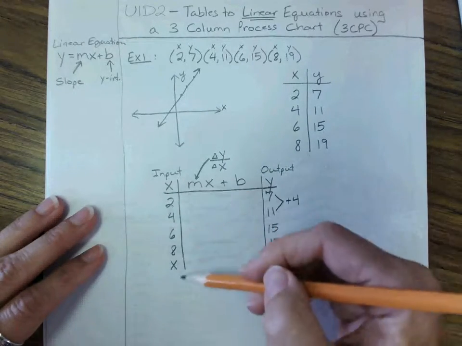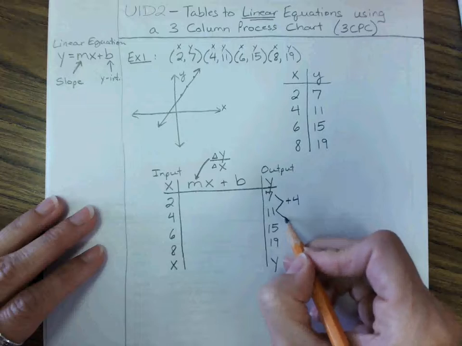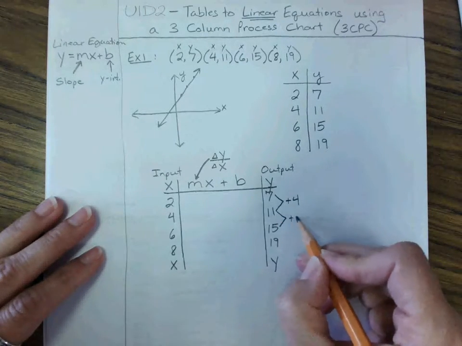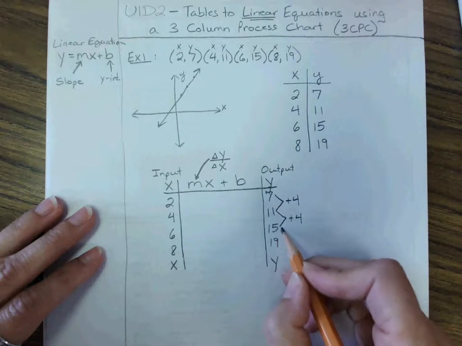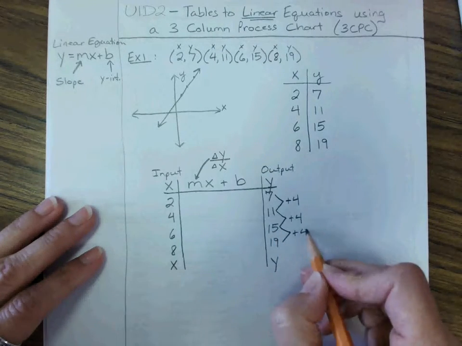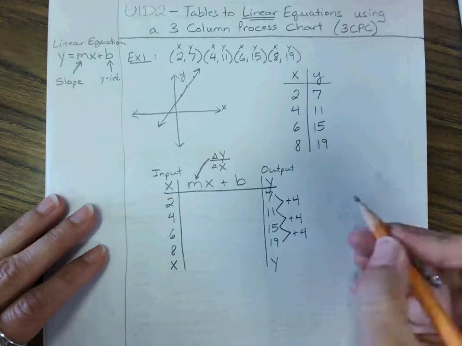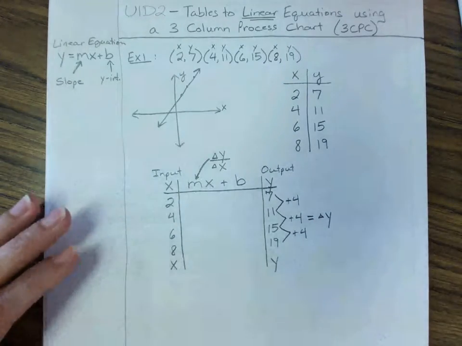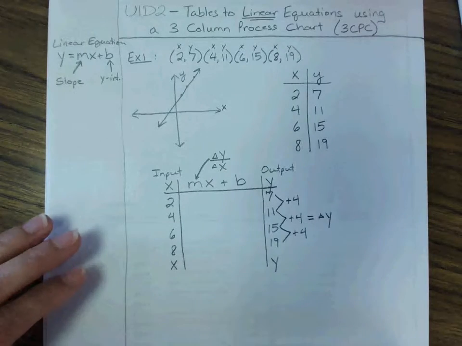And I usually just go down all of the values and make sure that I didn't make a mistake. So I'm like 11 plus 4, does that equal 15? Yes. Okay, 15 plus 4 equals 19. Okay, so my change in y is equal to a positive 4. So that's my delta y, or my change in y.